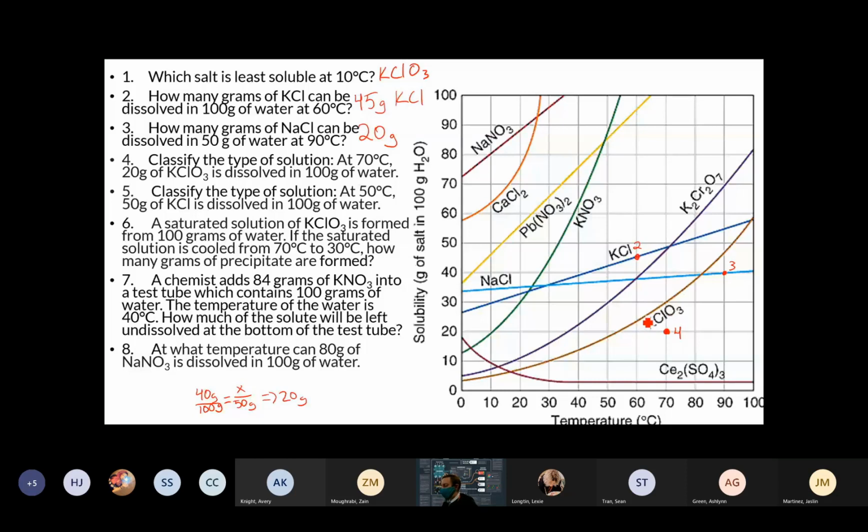Number 5, classify the type of solution. At 50 degrees, 50 grams of KCl is dissolved in 100 grams of water. So 50 degrees is our temperature value, and then 50 grams per 100 grams is our solubility. This is number 5. And it is above the line, which means we are supersaturated. See how all these problems basically just involve reading our graph.